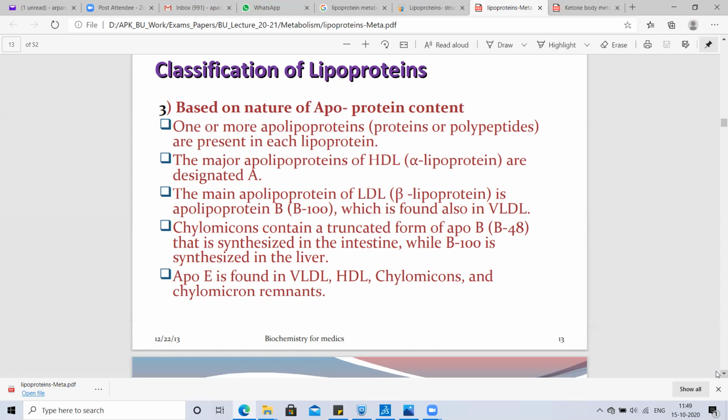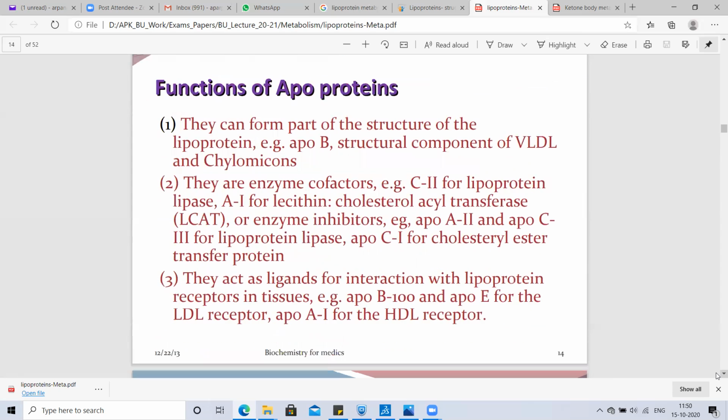ApoE is found in VLDL, HDL, and chylomicron remnants. So ApoE is present in all these lipoproteins. Now consider the function of apoproteins in overall lipoproteins. Lipoproteins are a composition of lipids and proteins. So what is the basic function of apoproteins? They can form part of the structure of the lipoprotein, like ApoB is the structural component of VLDL and chylomicrons.